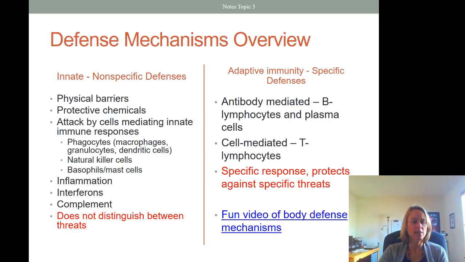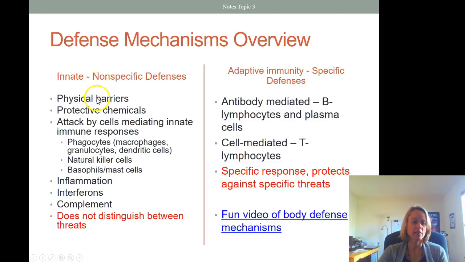Okay, let's go ahead and take a look at our defense mechanisms. We have two general categories: innate defenses or nonspecific defenses. These are the things that you are born with. And adaptive immunity or specific defenses, these are things that you acquire after exposure to an antigen.